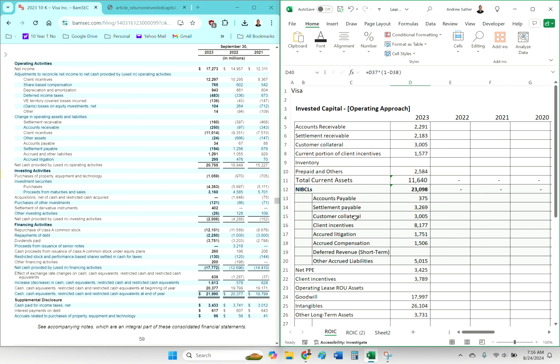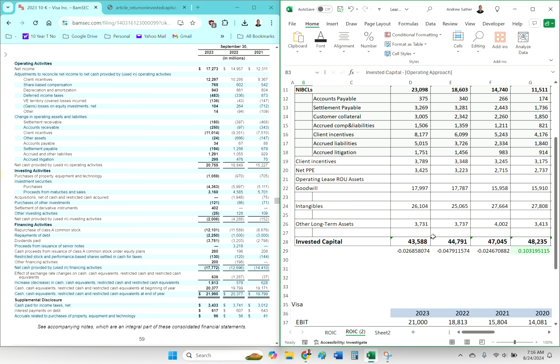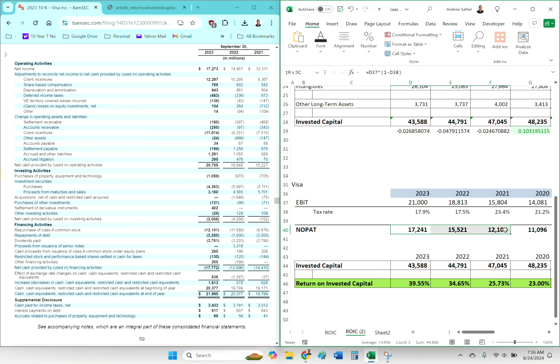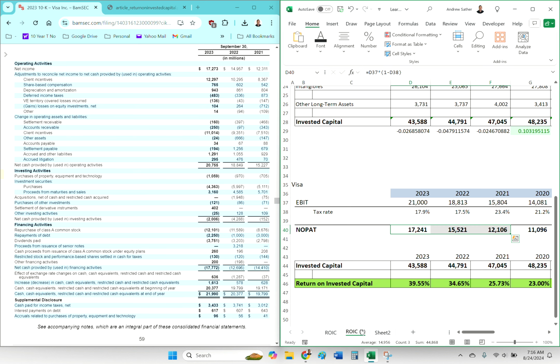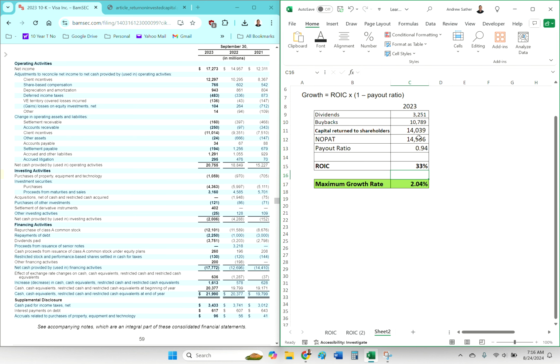Let's look at the average NOPAT. Remember, I calculated this because Visa is one of my favorite businesses. Average 14,956. All right, so that gives us roughly a payout ratio that is very high right now. And then let's take 3 years of ROIC, 33.3. All right, 2% doesn't look great.